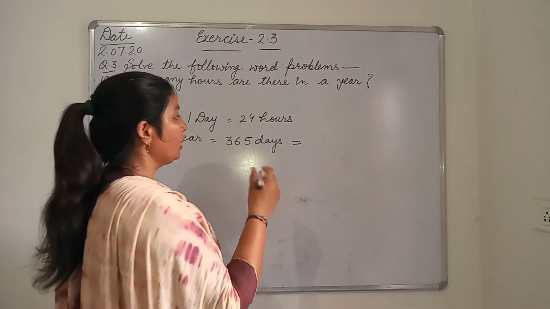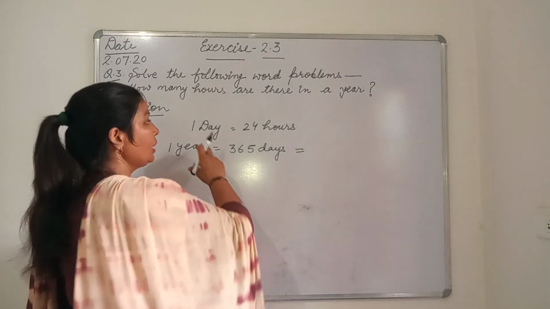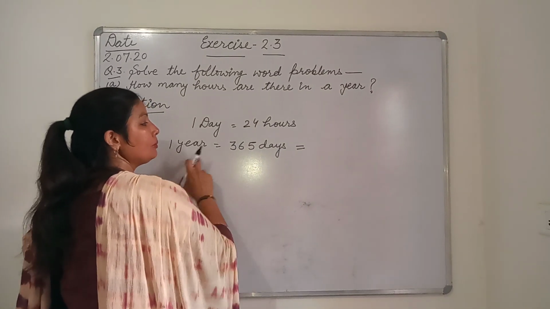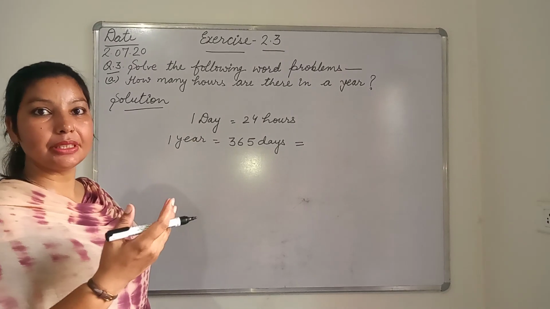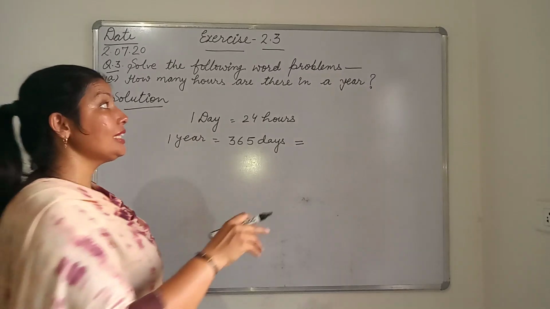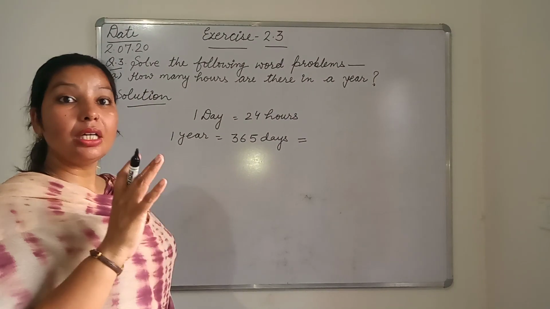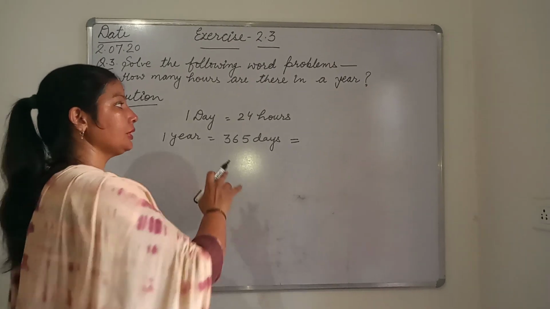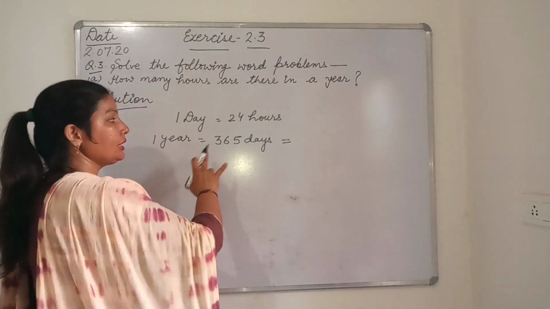Now by days we can go to the hours. So 1 day equals 24 hours, and 1 year means 365 days. In a leap year it is 366, but here a leap year is not given, here a year is given. So whenever it says a year, we count a simple year and write 365 days. So 1 year is 365 days.